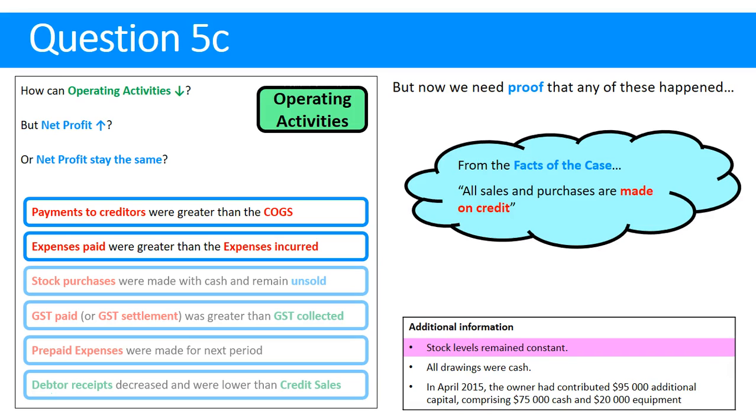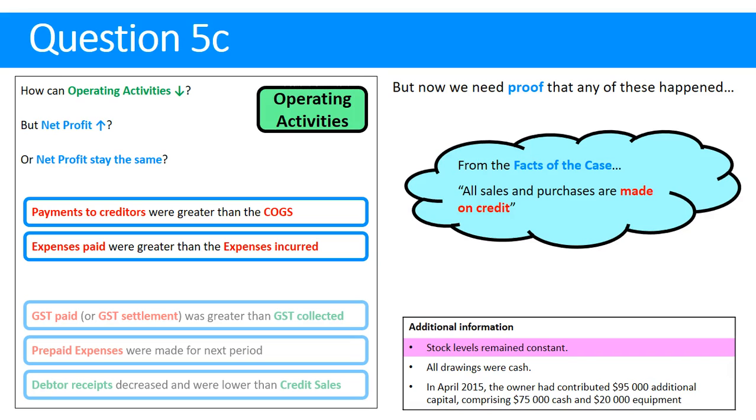Facts of the case, all sales and purchases of stock are made on credit. So what does that mean? It means that this third option here, maybe we bought stock for cash but didn't sell it, that's not a valid answer. In fact, we're not going to get a mark for that because the facts of the case say all sales and all purchases of stock are on credit. So we'll get rid of that.